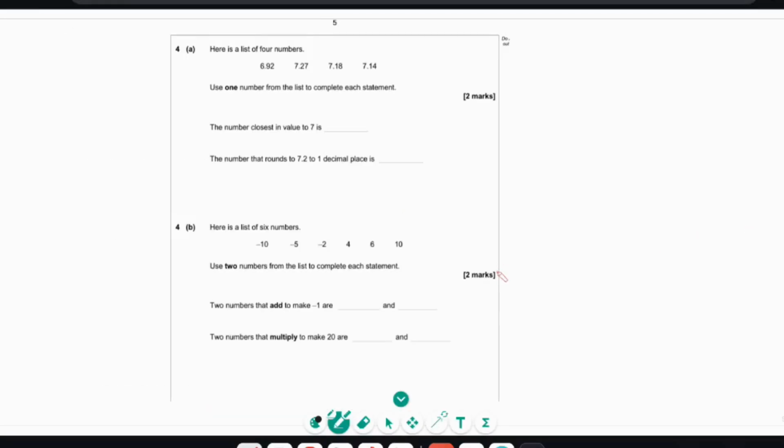Here is a list of numbers. 6.92, 7.27, 7.18, 7.14. Use one number from the list to complete each statement. The number closest in value to 7 is, okay, well, 7.14 is 0.14 away from 7. But what about the 6.92? 6.92 is 0.08 away from 7, so 6.92 is closer.